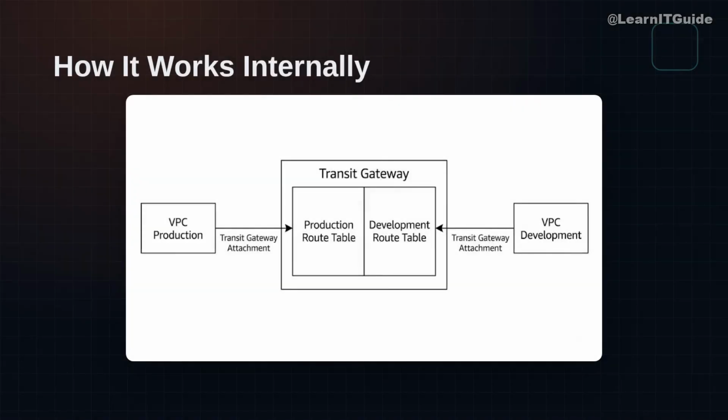Now, how does this work internally? It works by creating a virtual attachment for each VPC. Once you attach a VPC, you tell the gateway which route table to use. You can have multiple route tables to isolate traffic. For example, you can create a production route table and a development route table and ensure they never talk to each other. It gives you enterprise-grade network control that you simply cannot get with basic peering.